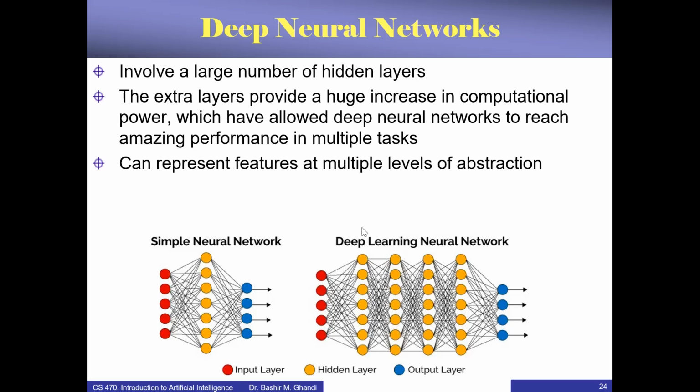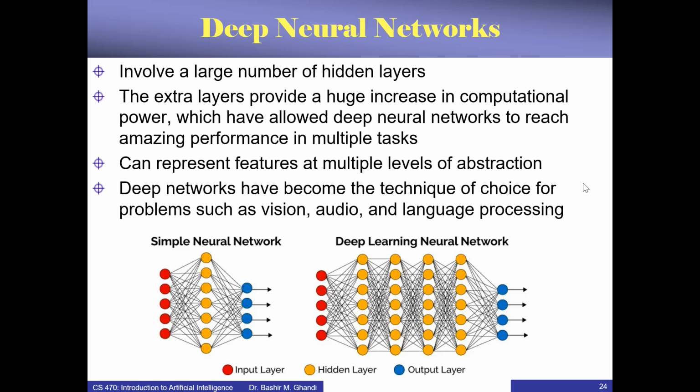They can represent features at multiple levels of abstraction, basically because each layer introduces another level of abstraction, and therefore they can represent different features at different levels of abstraction. Deep networks have become the technique of choice for problems such as vision, audio, and natural language processing. So this is mostly where you see this type of network being applied.